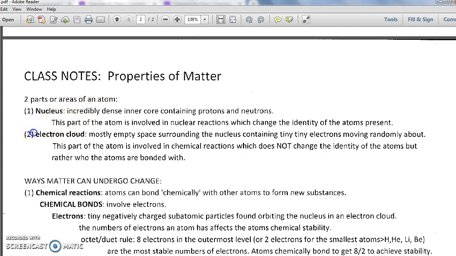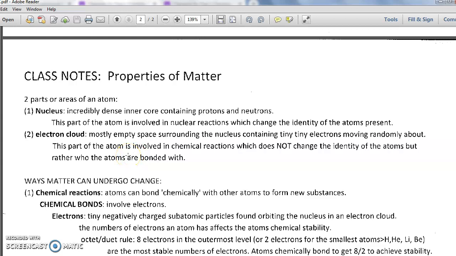Why is that? Chemical reactions involve electrons. Electrons are found in the electron cloud surrounding the nucleus of an atom. The electron cloud is mostly empty space surrounding the nucleus. It contains tiny, tiny little electrons. Electrons are the part of the atom that engage in chemical reactions. In a chemical reaction, atoms can share electrons. That's called a covalent chemical bond. Electrons can be transferred from one atom to another. That's called an ionic bond. Those are some bonds that can exist during a chemical reaction.